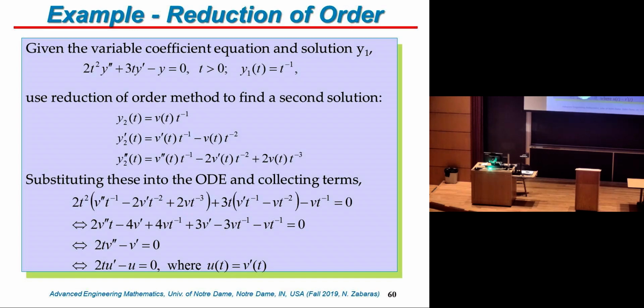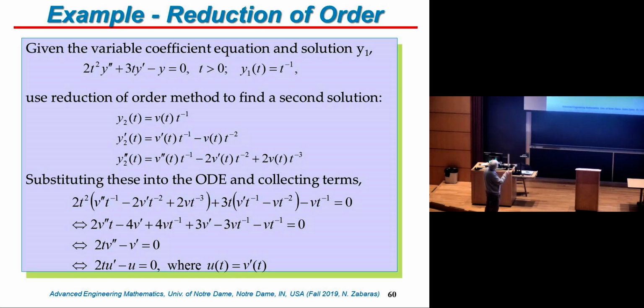All right, so set v prime equal to u. So this becomes 2t u prime minus u equal to 0. Can you solve this last equation? It's a first-order equation, and actually it's a separable equation. You can write du over u is dt over 2t. Can you see that? It's a separable equation. So you get some logs when you do the integration, and once you compute u, you can integrate u to get v.